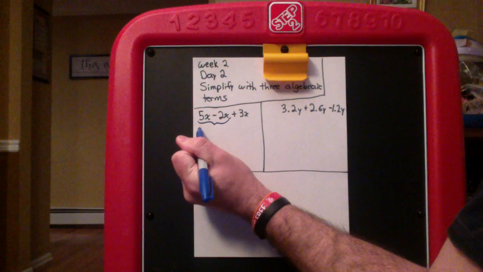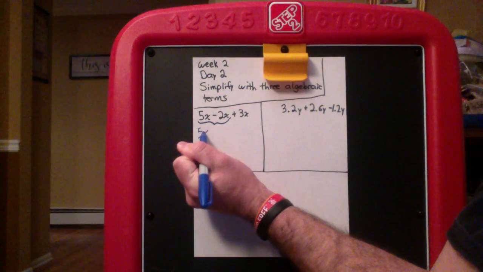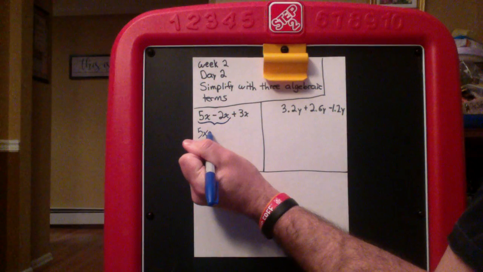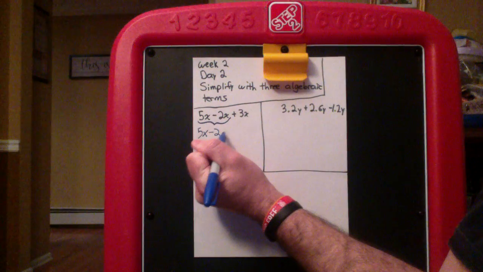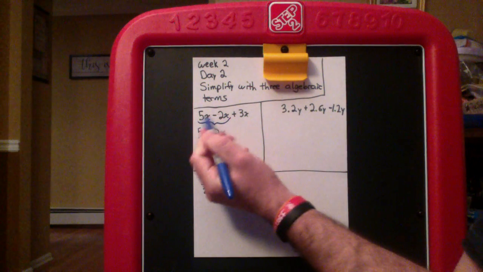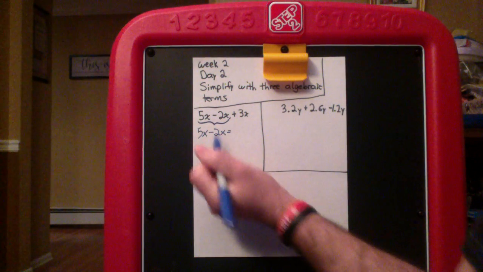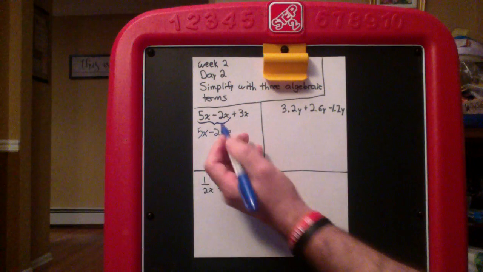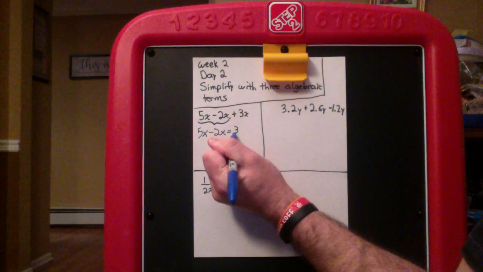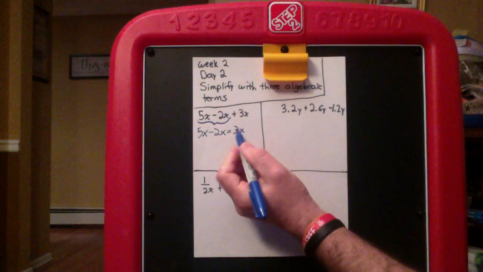So if this happens, you want to take it two terms at a time. You could do it in whatever order you want, but if you work from left to right, sometimes it is easier. So I'm going to do 5x minus 2x first. 5x minus 2x gives you 3x.